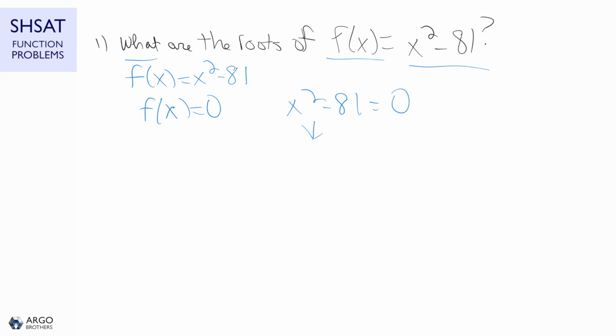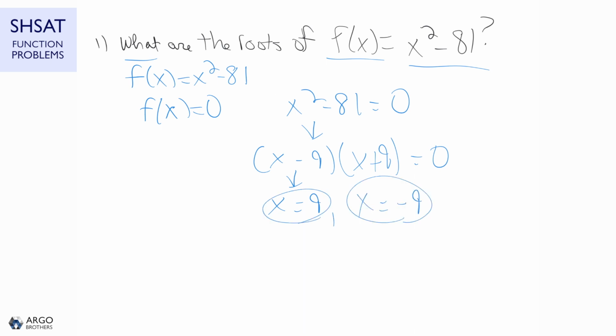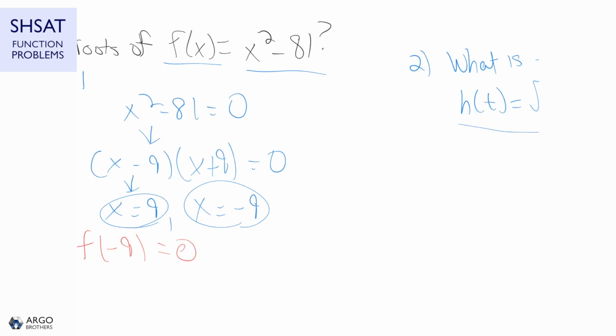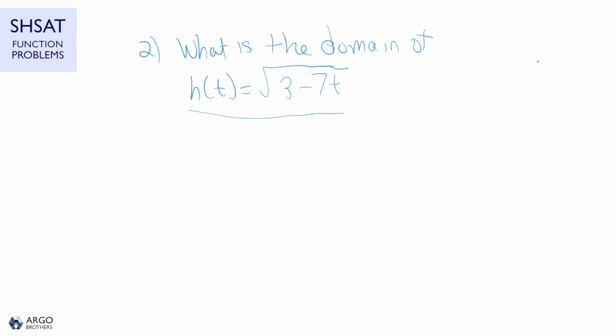Well, this is a difference of perfect squares, so we can factor it as x minus 9 times x plus 9 equals 0, which gives us the roots x equals 9 and x equals negative 9. These two roots give you f of x equals 0. So those two would be f of 9 equals f of negative 9 equals 0. So those are the answers, 9 and negative 9. Alright, so why don't you try number 2, pause and come back.